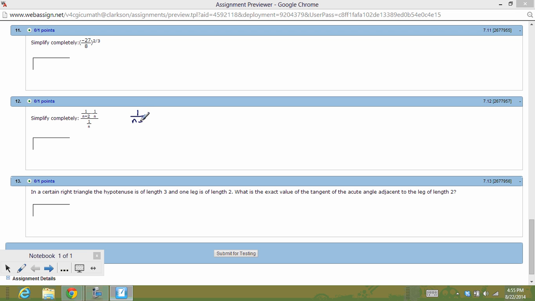1 divided by n plus 2 minus 1 over n. And then that's divided by 1 over n. And of course, the technique here and the technique in the video that we explained was to multiply the major fraction, numerator and denominator, by all denominators you see throughout the problem.